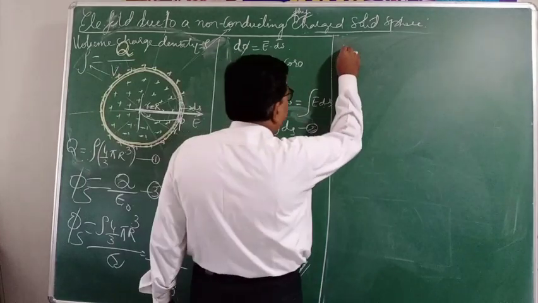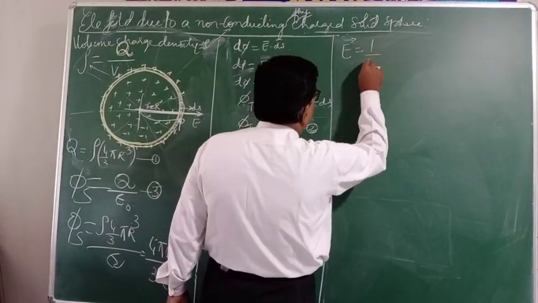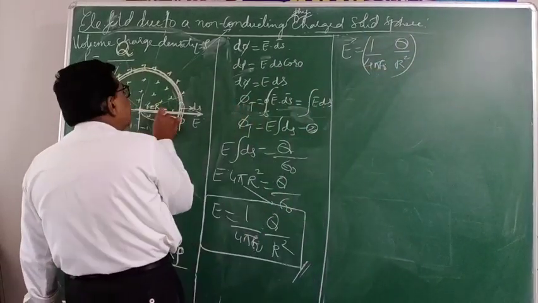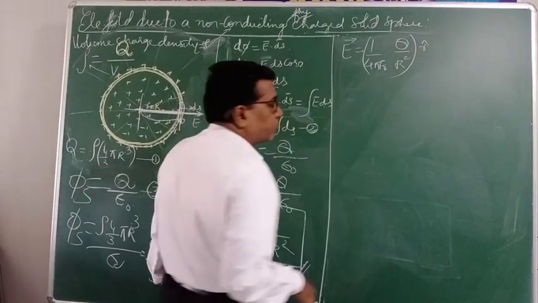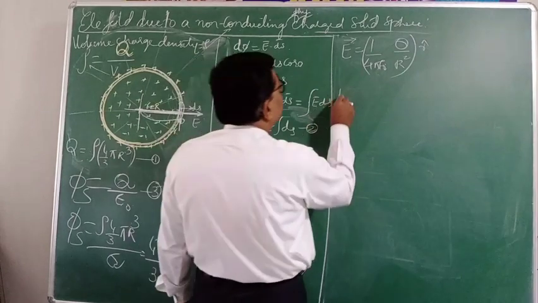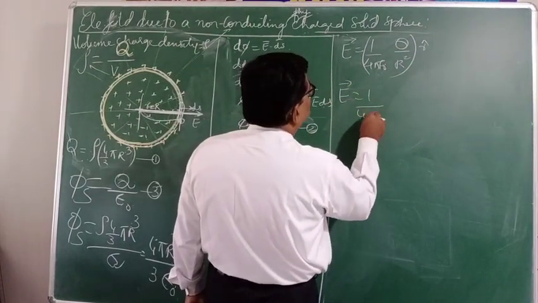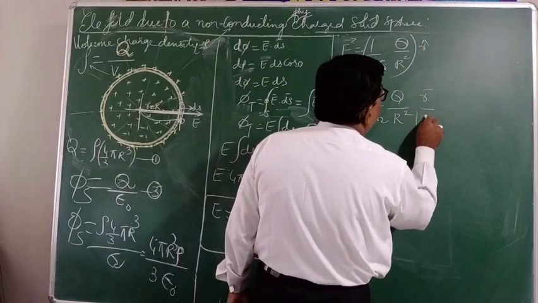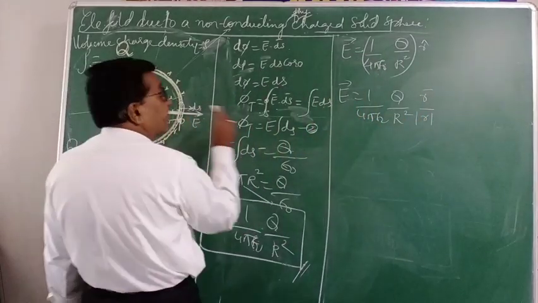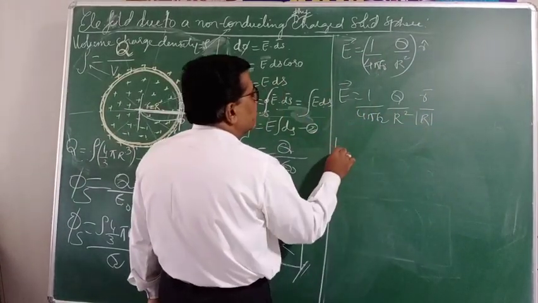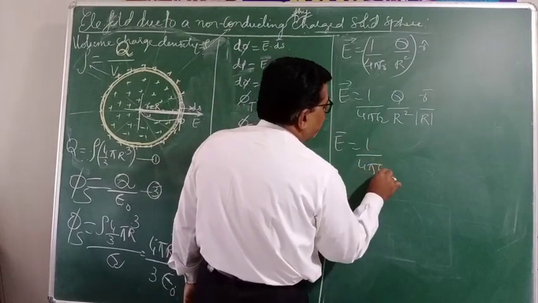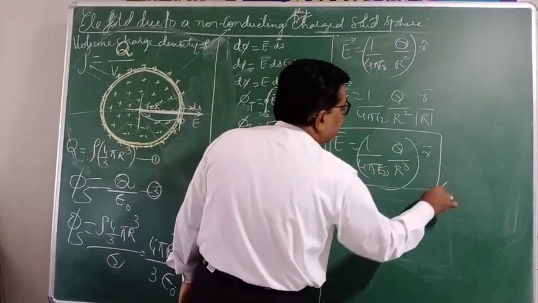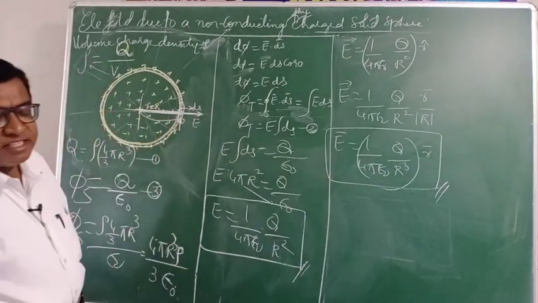Now if I write this in vector form, it's 1 by 4 pi epsilon naught capital Q by R square, and the direction is in the direction of the radius vector, R cap. So I can write it as 1 by 4 pi epsilon naught Q by R square into R cap. R cap is r bar by mod of r, but you know the magnitude of r is nothing but capital R, so the electric field vector is 1 by 4 pi epsilon naught capital Q by R cube into r bar. The r bar is the radius vector, the same as the radius of the sphere there.